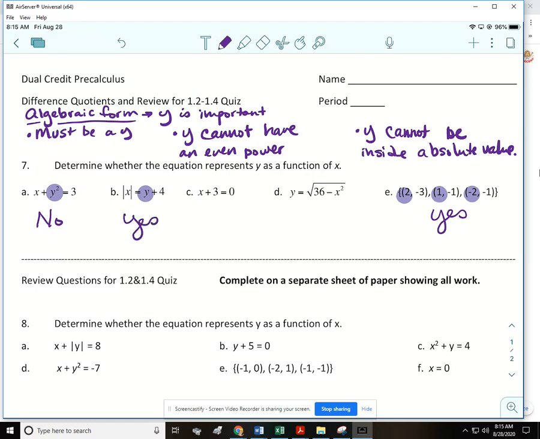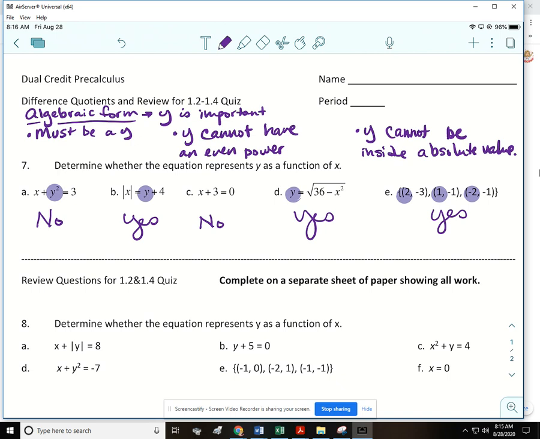It doesn't matter if the x is an absolute value. What matters is the y. All right. Then when we go to C, we want to find the y. There is no y. So if there is no y, then there is no function. All right. And when we get to D, we're going to find the y. The y is fine. It doesn't have an even power. The y isn't inside absolute value, so this is a function.